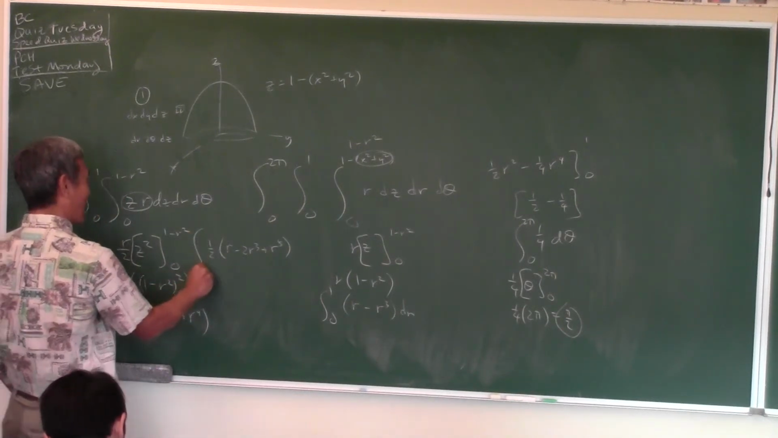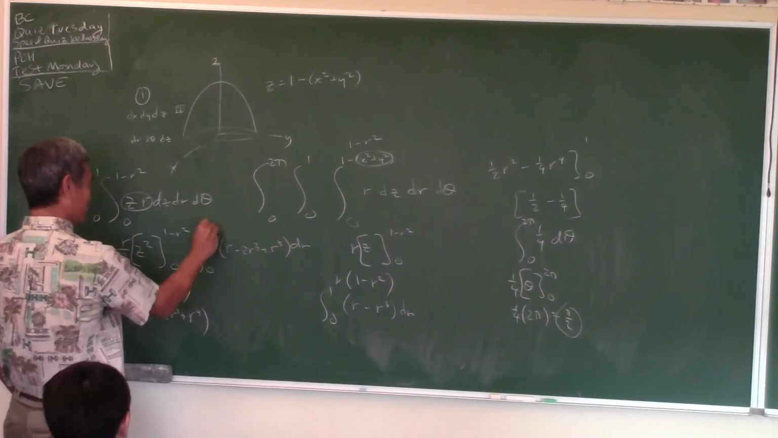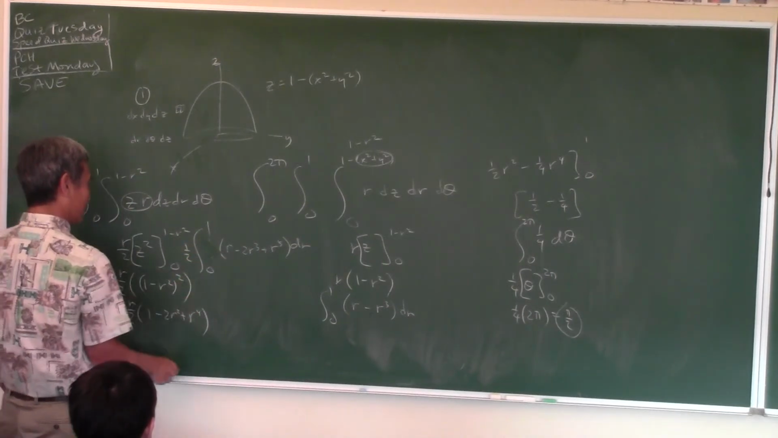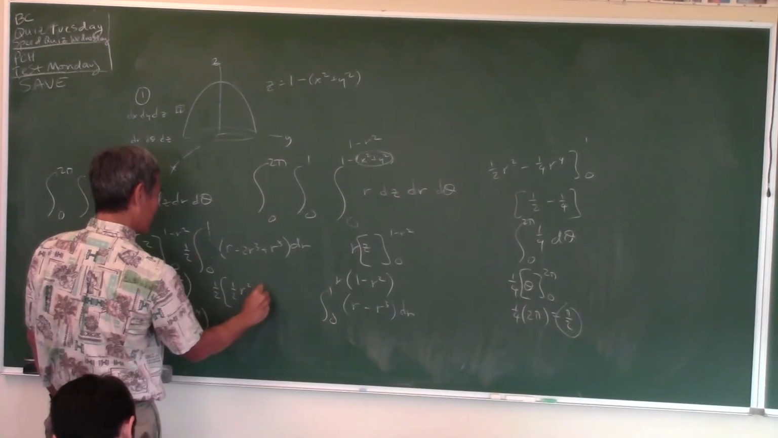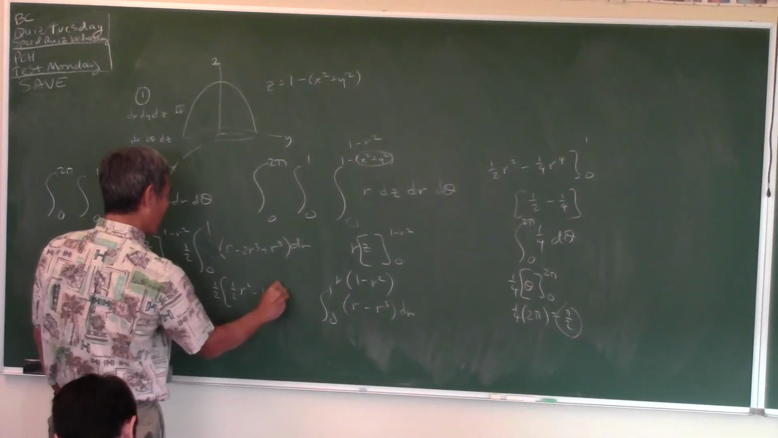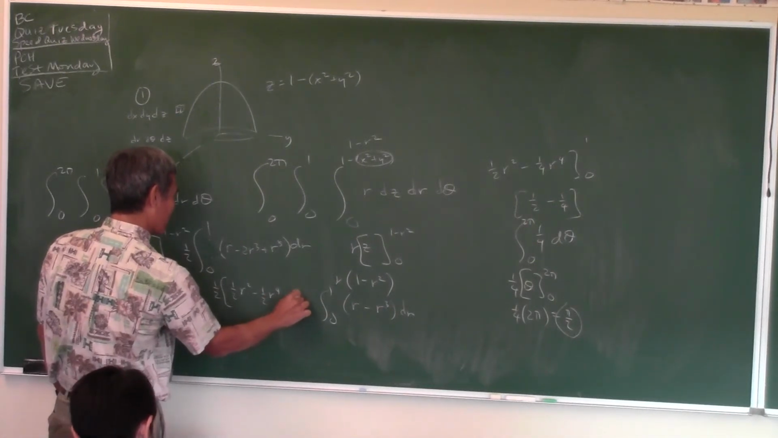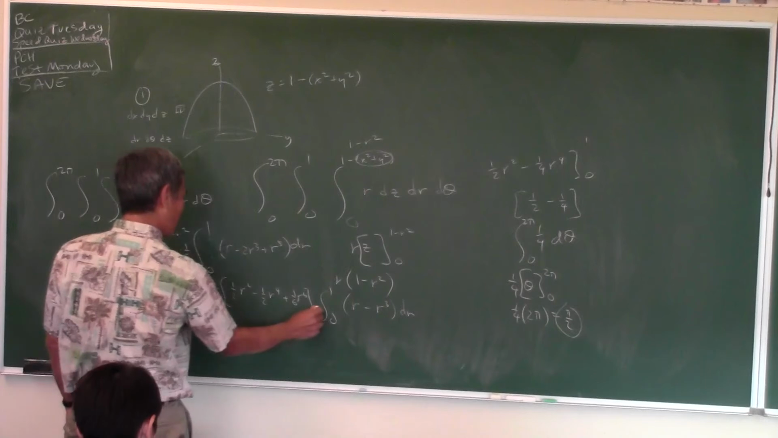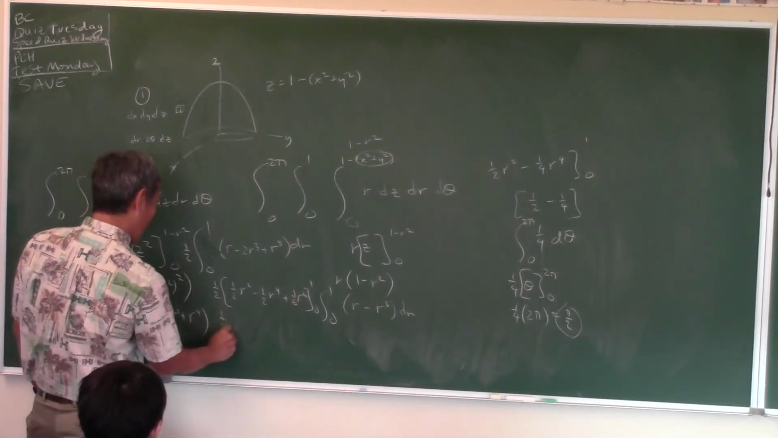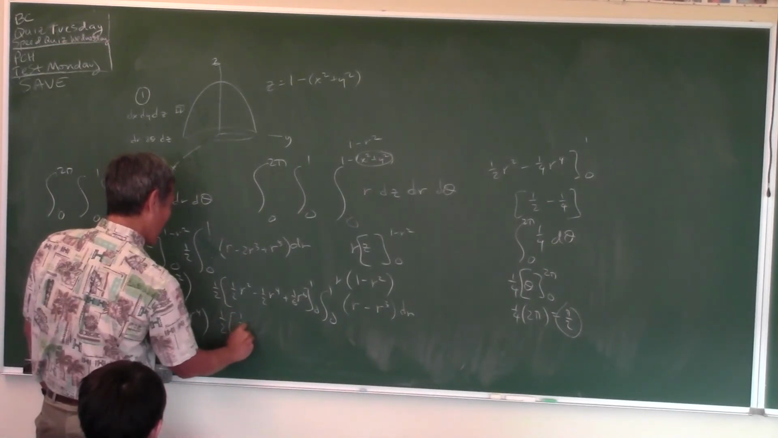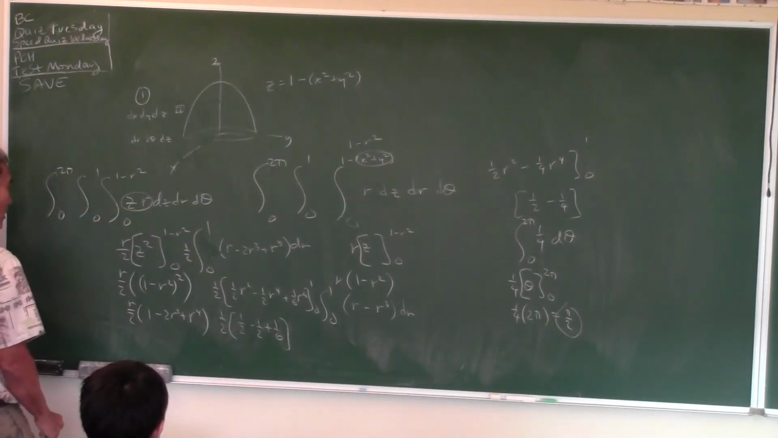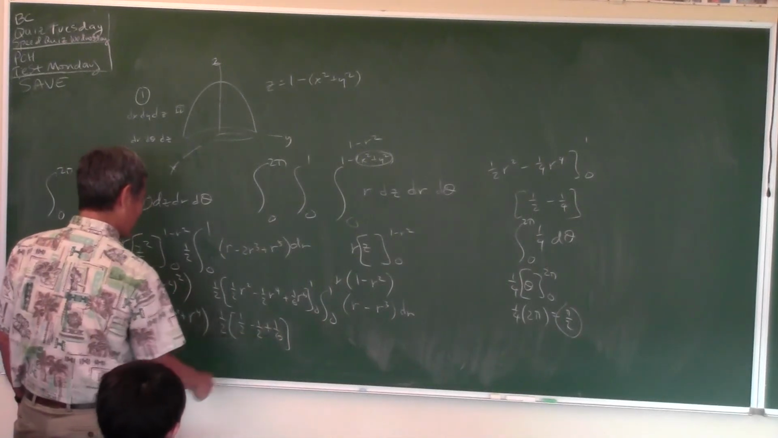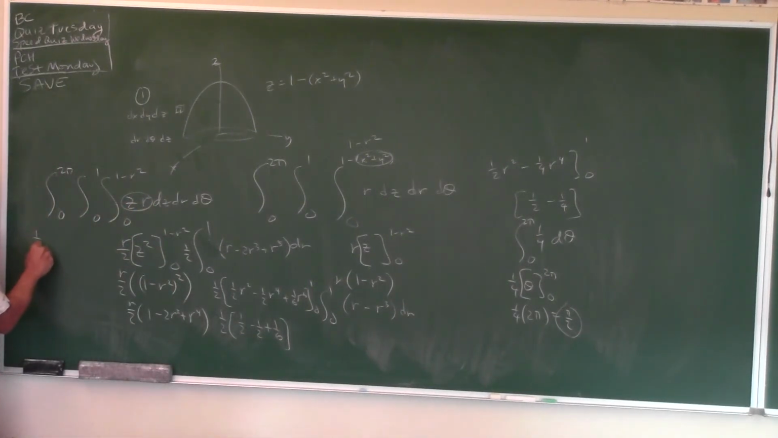Okay, now we gotta integrate that with respect to r from 0 to 1. Let's throw the 1/2 on the outside. So you got 1/2 times 1/2 r squared minus 1/2 r to the 4th plus 1/6 r to the 6th, from 0 to 1. So what do we got? 1/2 minus 1/2 plus 1/6. The 1/2s cancel out. What is 1/2 times 1/6? So you get 1/12.